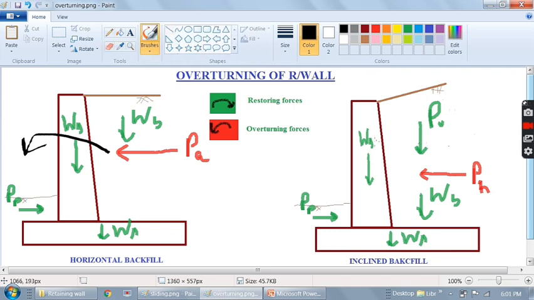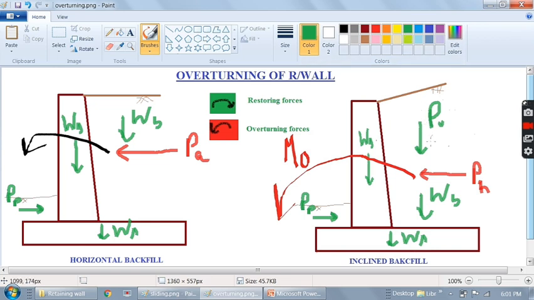As it might have been clear to you by now, as the direction of loads is different, the main action of overturning will also be different. So let us look at PH, the horizontal component. The moment of the horizontal component at this point will be like this. So this will be the overturning moment M naught.